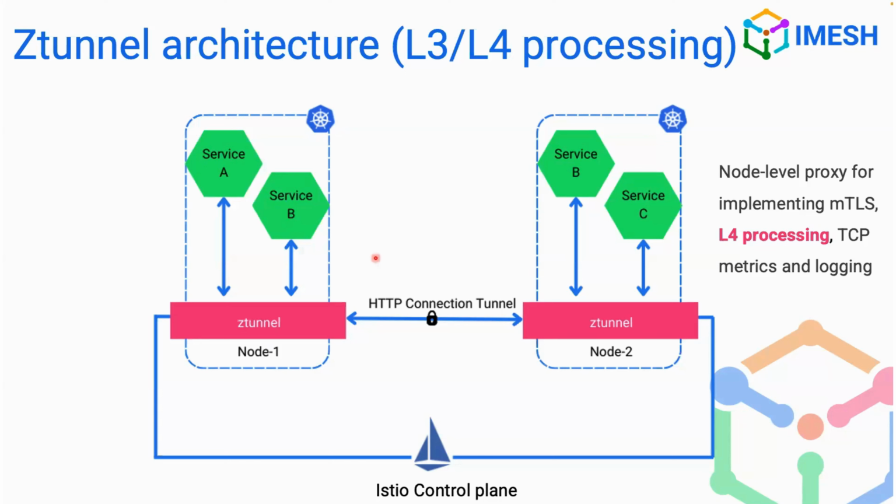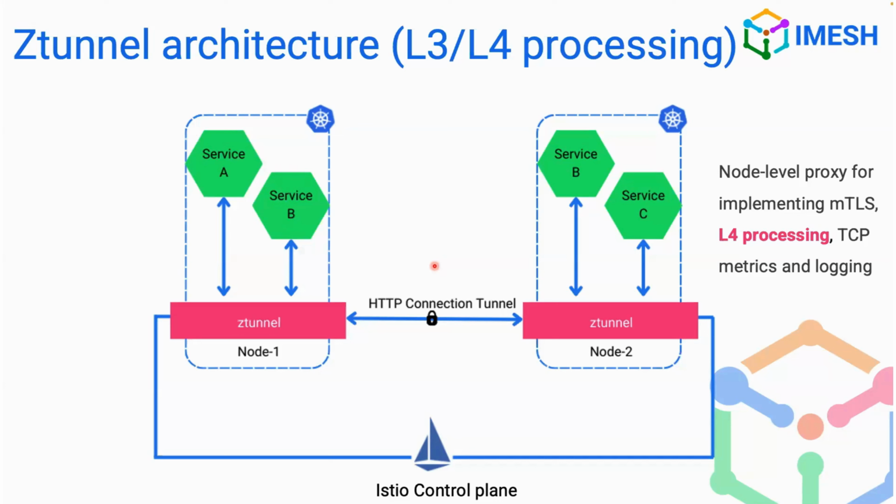Z-tunnel works at level 4, L4 level, and if we want to do any further processing, like L7 processing, there we need the Waypoint proxy. But in many cases it is not needed to do any L7 processing. In that case, only Z-tunnel is enough. And the Z-tunnel is a daemon set. It means it runs only one instance of the application on each node.